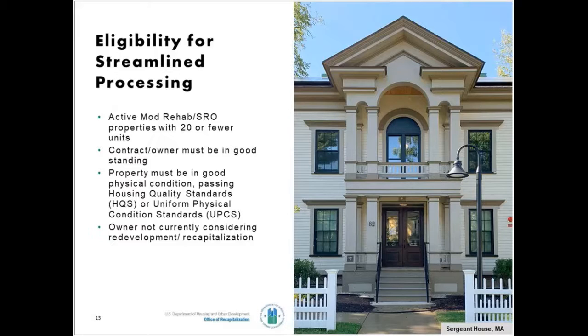Something else we're going to need to see is verifying physical condition, and that's done through showing a passing housing quality standard, what we know as HQS inspections, or UPCS, Uniform Physical Condition Standards inspections. You need to have passing inspections on every unit. And lastly, the owner can't currently be considering redevelopment or recapitalization. If they are, they wouldn't be eligible for the streamlined process.